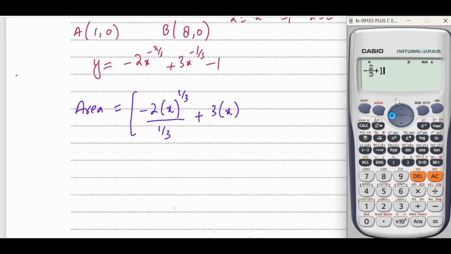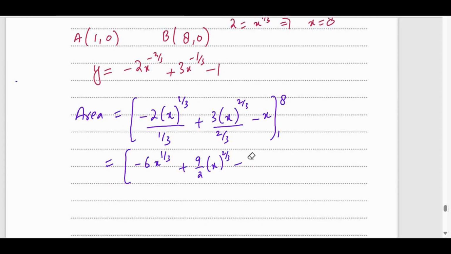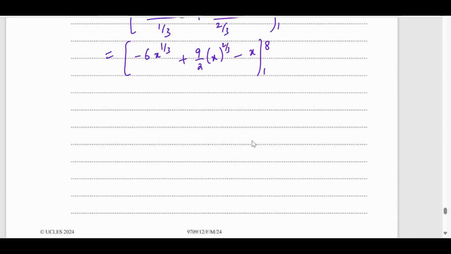plus 3 into x power minus 1 by 3 plus 1. So this will be 2 by 3, so 2 by 3 whole divided by 2 by 3, minus x, from 1 to 8. So let's simplify it, then we will write the final answer. So this will be minus 6 x power 1 by 3 plus 9 by 2 x power 2 by 3 and then minus x, and then just put the limits from 1 to 8.